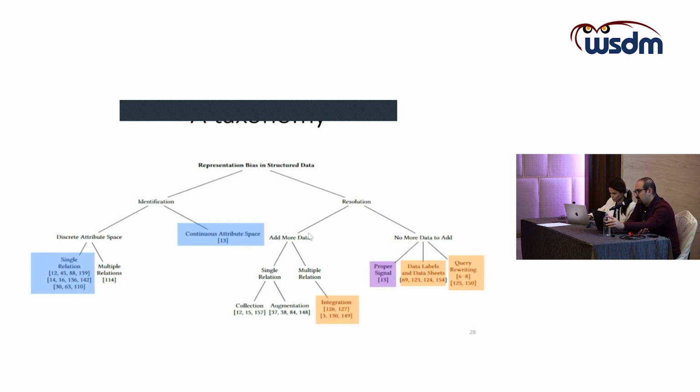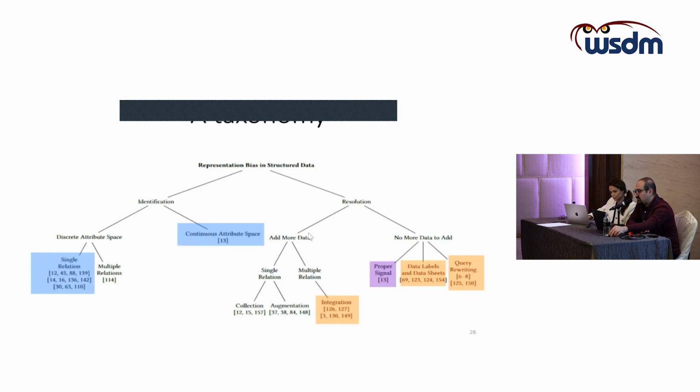So when we are talking about representation bias, in general, at a high level, we can talk about how to identify representation bias in data, and second, how to resolve representation bias in data. Now, for the identification, there are two categories: when the attributes are discrete or categorical, non-ordinal categorical, or when the attributes are continuous. And in order to resolve representation bias, two cases can happen. Either you have the option to add more data points, or you don't have the option to add more data points.